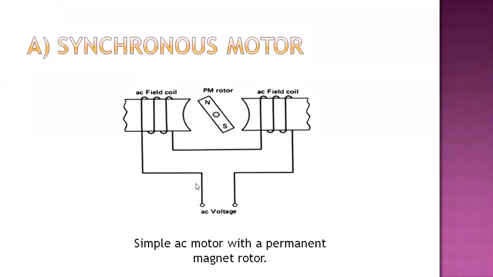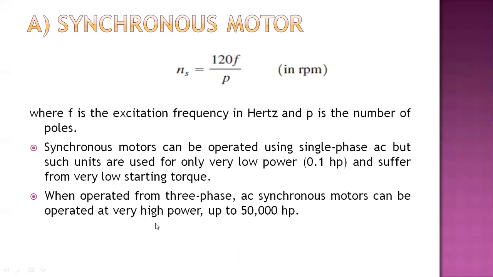So you can see here a simple synchronous motor with two poles and a permanent magnet rotor. A four-pole motor would have a rotor with two N and S bars and four poles on the stator. The speed of rotation, Ns, of a synchronous motor is related to the frequency of the AC excitation and the number of poles by Ns = 120F/P, which is known to you. So this is the simple AC motor with a permanent magnet rotor.